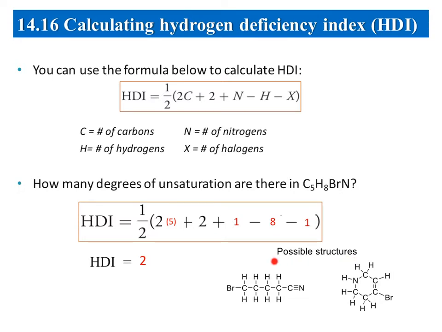So for example, possible structures are drawn here. In this one we have a double bond and a ring. In this one we have a triple bond. These 2 structures have the same molecular formula but different bond connectivity. So you can guess what is their relationship. They are constitutional isomers.